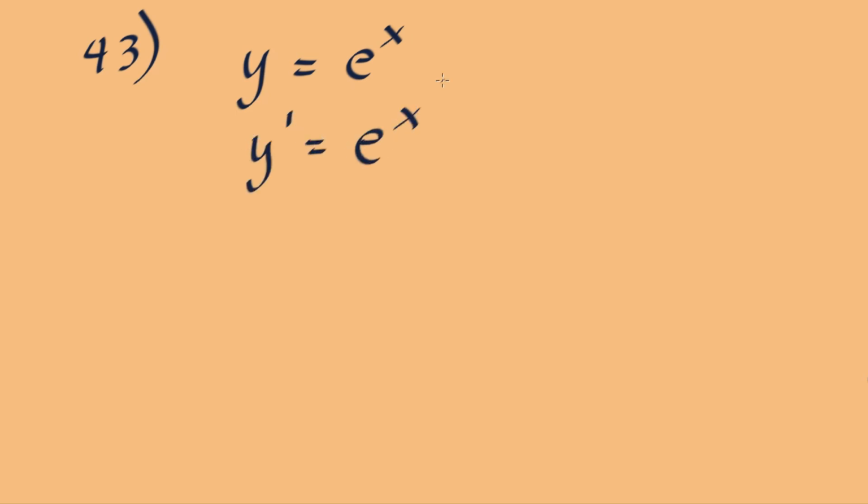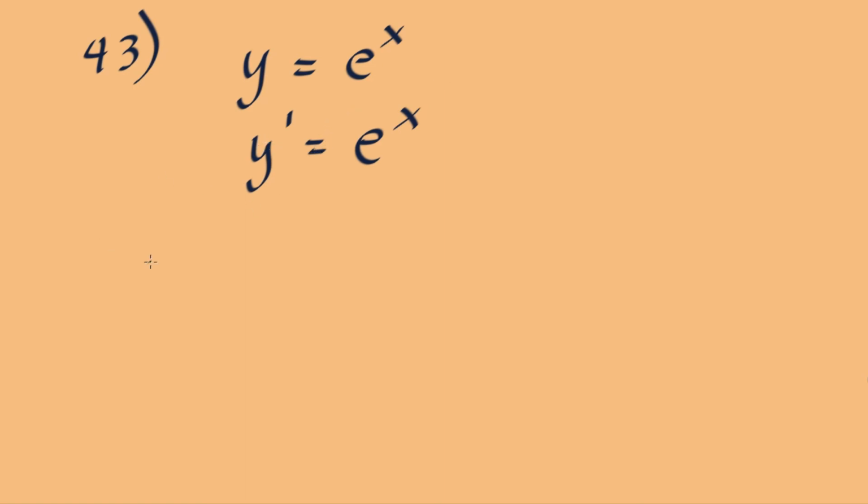Okay, how about this one? Let's talk about exponential functions. Let's say y equals e to the x. What is the derivative again? It's itself, right? The derivative of e to the x is e to the x.